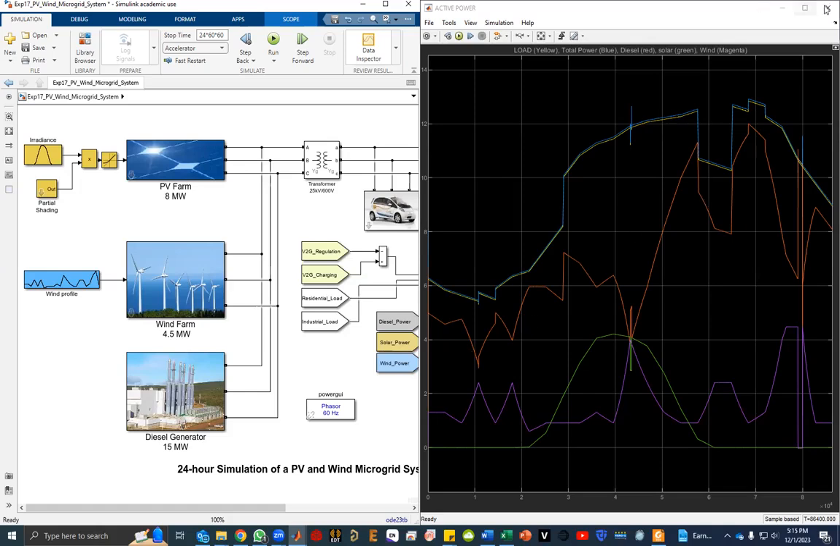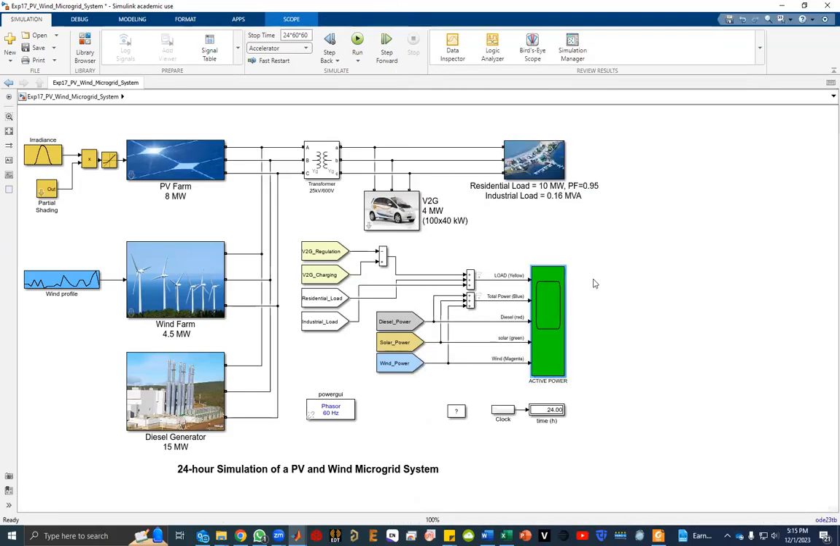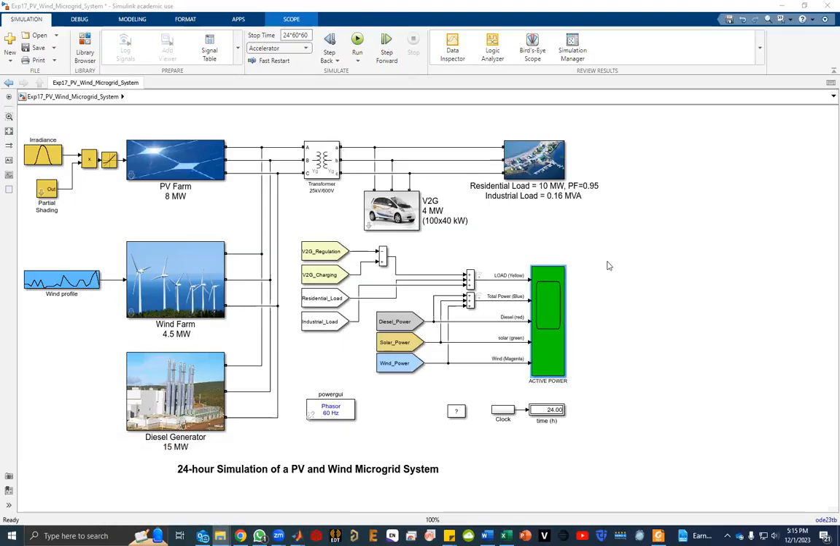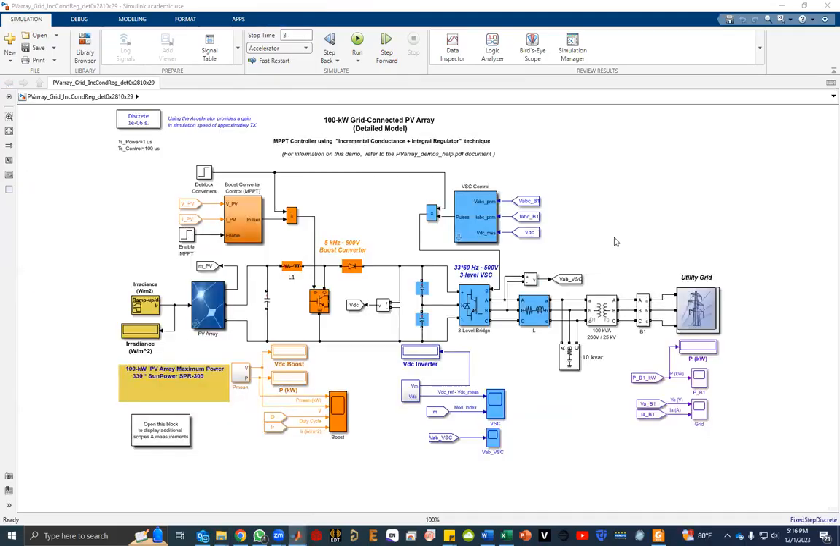Okay, so I want you to play with it so that you can understand how it works. I'm going to give you another one. Give me some seconds. So this is another solar example. This is a 100 kilowatt grid connected PV array. It's a detailed model, so in here you will see more details. We have the utility grid, which is connected to this PV system.